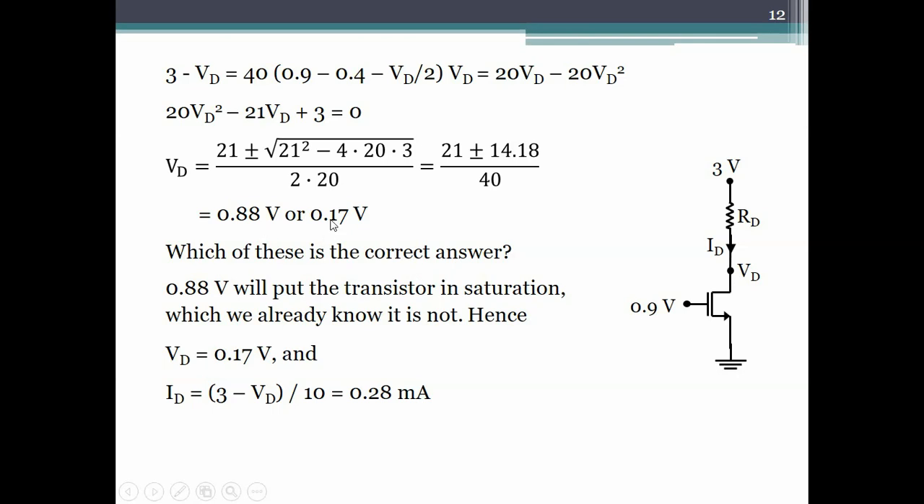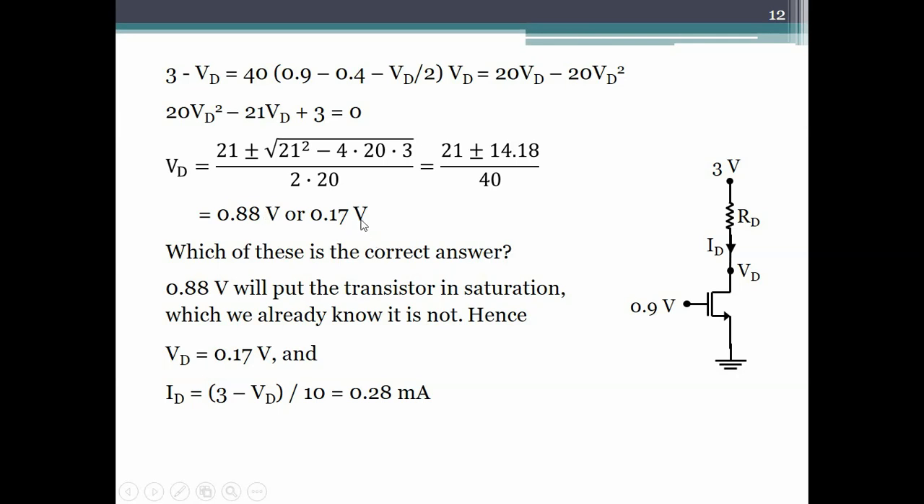Now, which is the correct answer? This is the thing to learn. We have two answers. Which is the correct answer? So let me look at each one. So you say, okay, Vd is 0.88. 0.88 puts the transistor in saturation. But we already figured out that the transistor is not in saturation. Therefore, 0.88 cannot be the right answer.